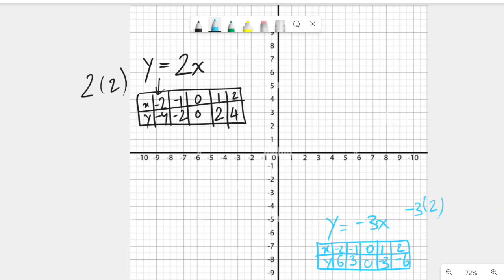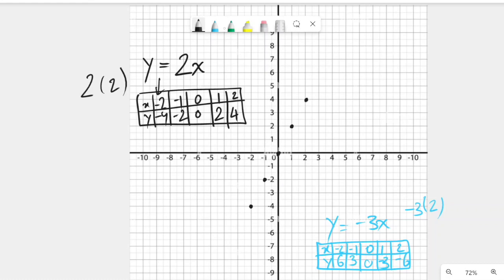Let's plot these points now one by one. So start with the black one, y equals 2x. First point is negative 2 and negative 4. Negative 2 and negative 4 is here. Then negative 1 and negative 2 is here. Then 0, 0 obviously is going through the origin because there is no y-intercept. Then 1 and 2. Then 2 and 4.